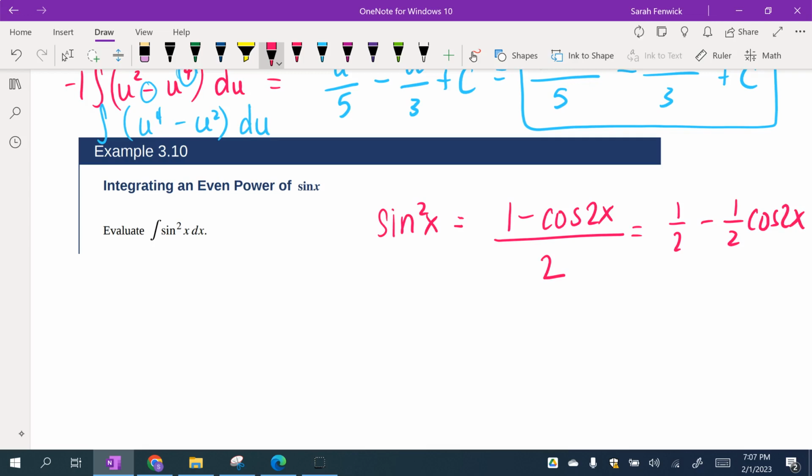The reason I point this out is when the monomial is on the bottom like this, I can split this up into two pieces. I'm being very specific about that because later on we're going to look at problems where we take a fraction apart a different way. But if it's a monomial on the bottom, no plus or minus, I can put it under each of the numerator's parts. So we're going to rewrite as integral 1/2 minus 1/2 cosine 2x dx.